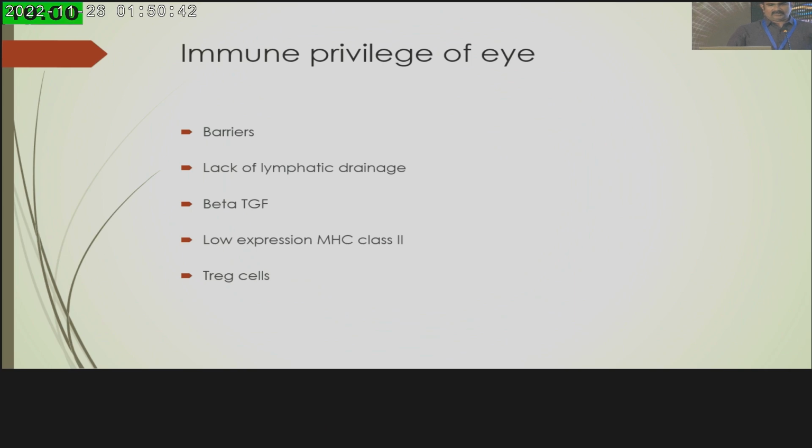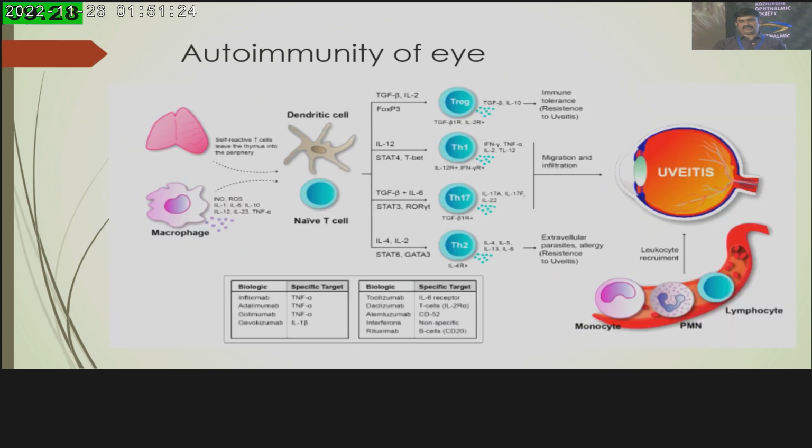So before we go to the immunomodulatory treatment, it's important to understand the immunology of the eye as an organ and its immune privilege. We have certain barriers, as we all know, the blood-ocular barriers that prevent the free transport of antigen as well as antibodies across. Also, the eye lacks lymphatic drainage, and there are certain mediators like beta TGF, which are actually immunosuppressive. We also see that MHC class 2 antigens are much less inside the eye, and we have what are known as T regulatory cells, or TREG cells, which act as immunosuppressors. These are the reasons why the eye acts as an immune privileged organ, so it does not have the normal immune response like the rest of the body.